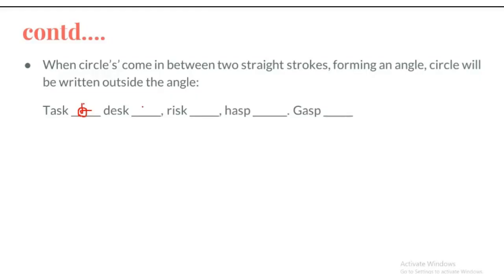Desk. Risk. Hasp. Gasp. We cannot write circle like this. No, it will be wrong. Hasp maybe we cannot write like this. No, it will be wrong.